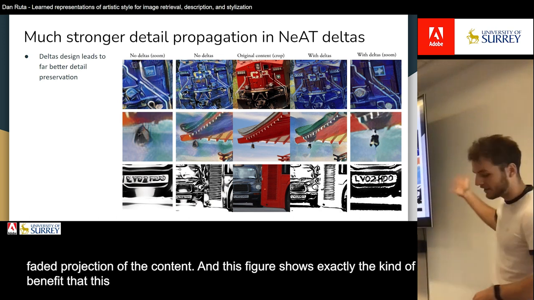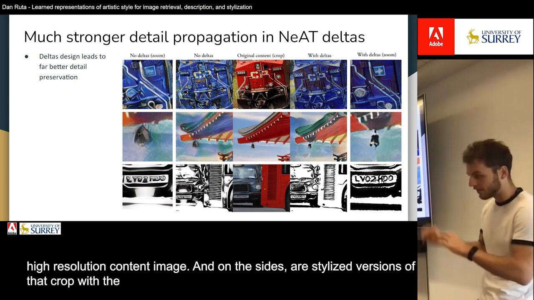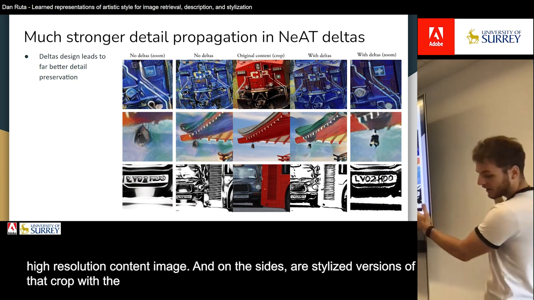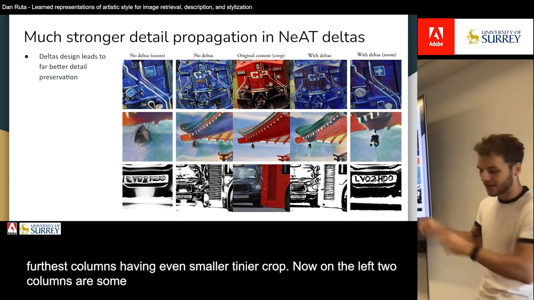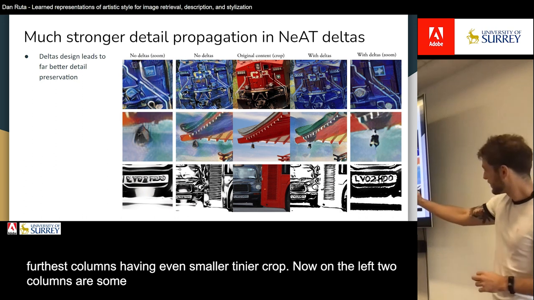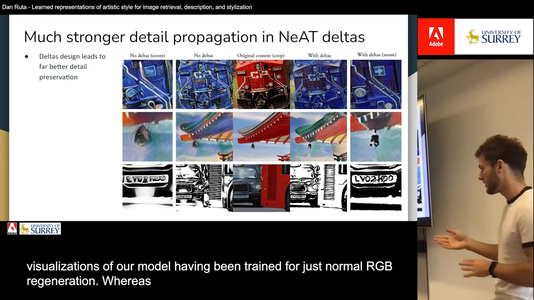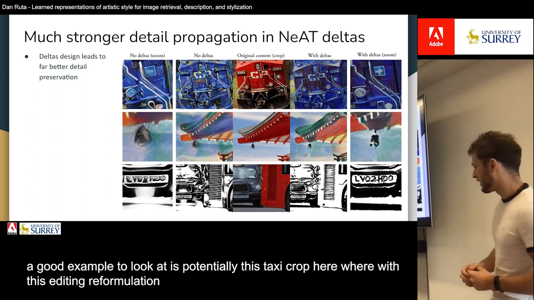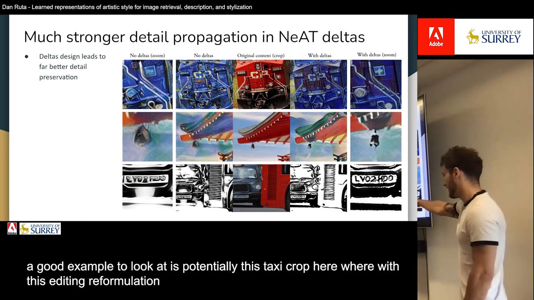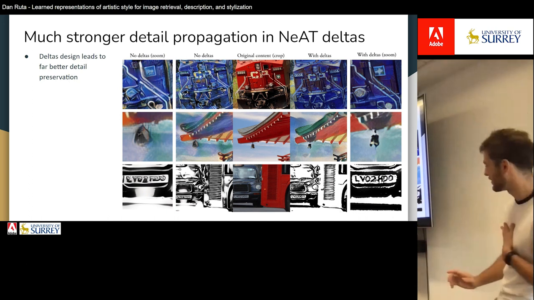And this figure shows exactly the kind of benefit that this editing reformulation can achieve. So in the middle column is a tiny crop from a high resolution content image. And on the sides are stylized versions of that crop with the furthest columns having an even smaller, tinier crop. Now on the left two columns are some visualizations of our model having been trained with just normal RGB regeneration, whereas the right two columns show our model with this editing reformulation. And I think a good example to look at is potentially this taxi crop here, where with this editing reformulation, you can even read the license plate, whereas on previous kinds of works, you definitely couldn't.